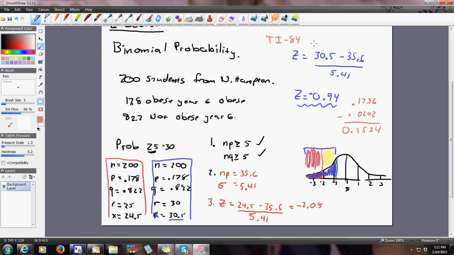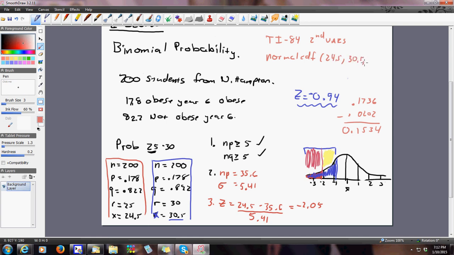Now, if you have a TI-84 calculator and you want to do this, you would press second, then distr, and then you'd select normal CDF. And you enter in the lower bound, which is 24.5, the upper bound, which is 30.5.